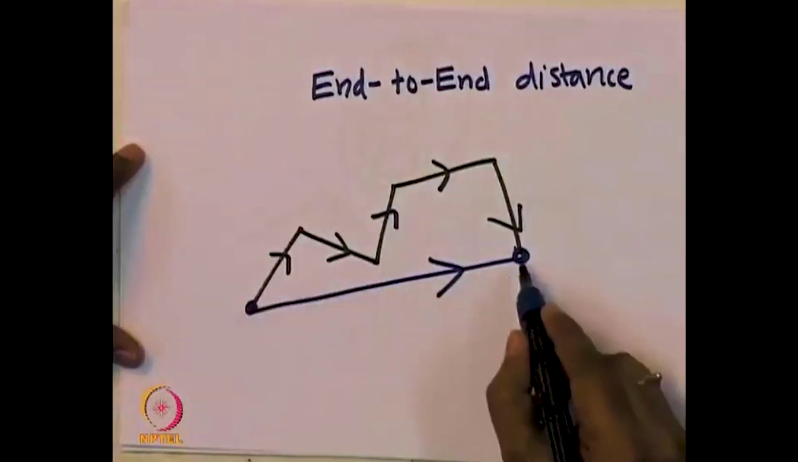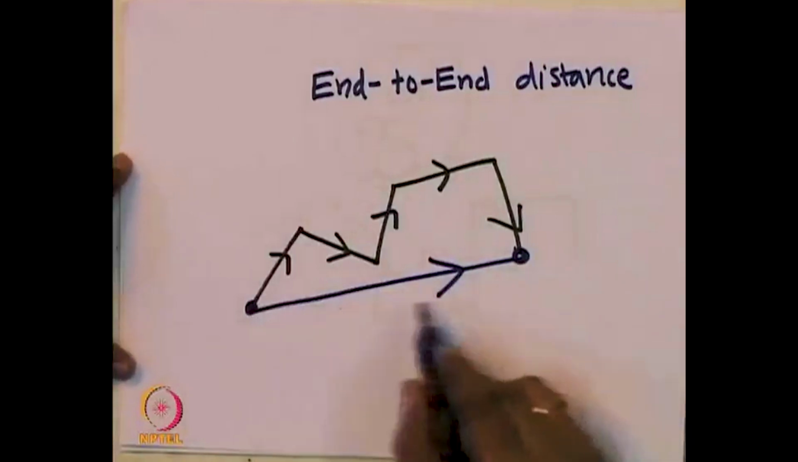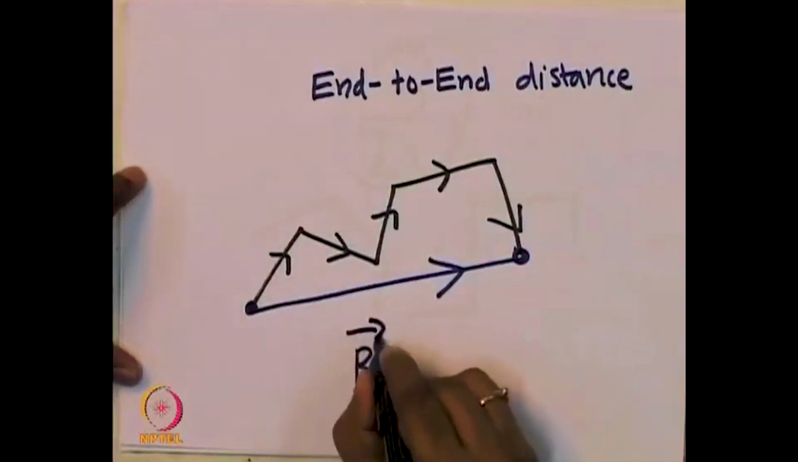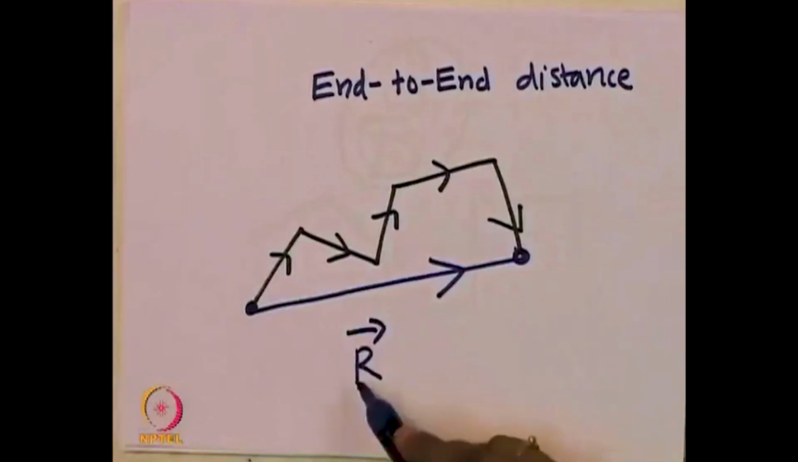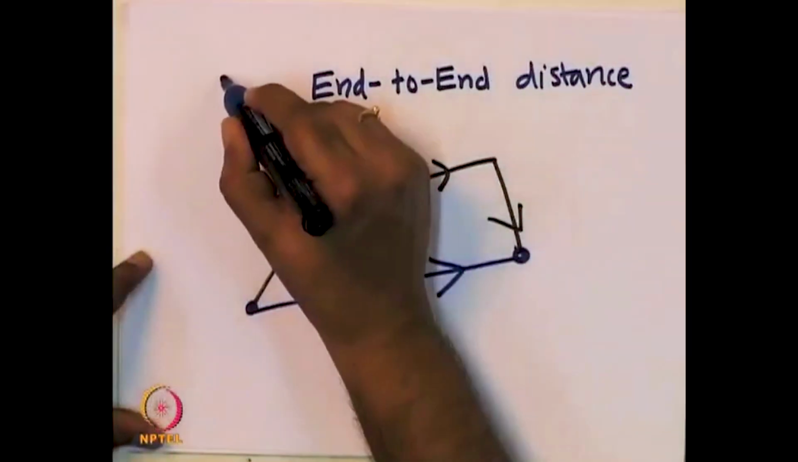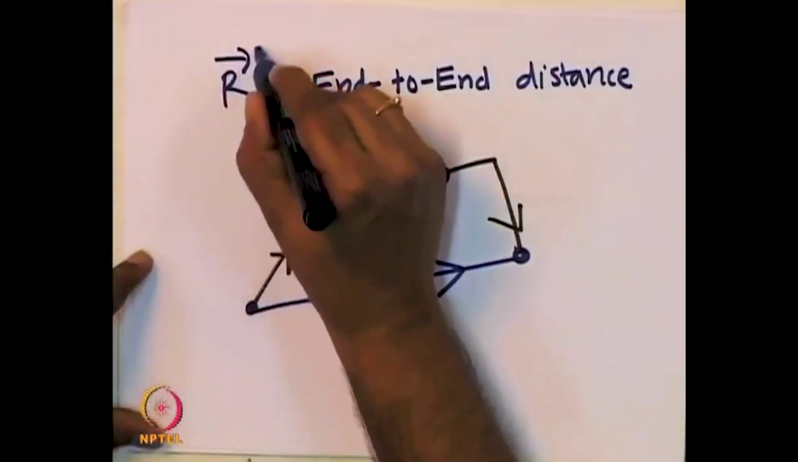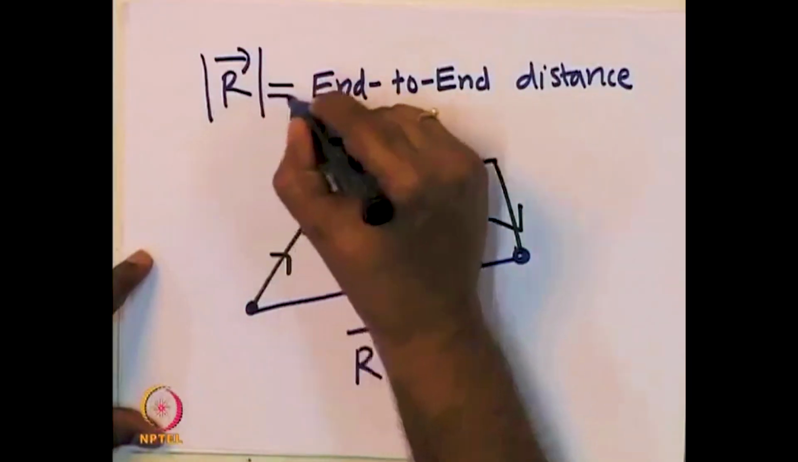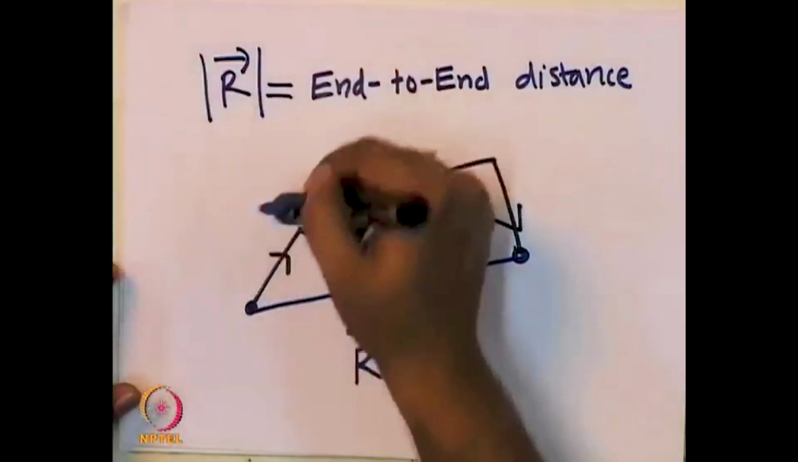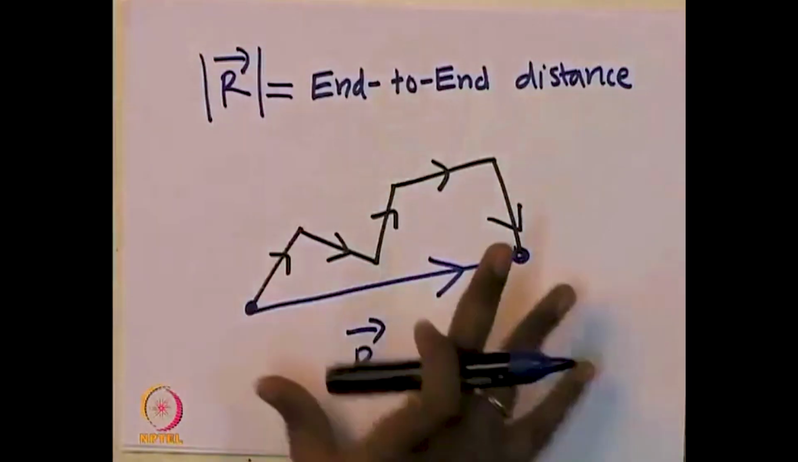So, from one end to the other end, this vector we can call R, which is the end to end vector, or the mode of R is the end to end distance. R is a vector, and the mode of R, we learned what we mean by the mode of a vector, basically the distance.